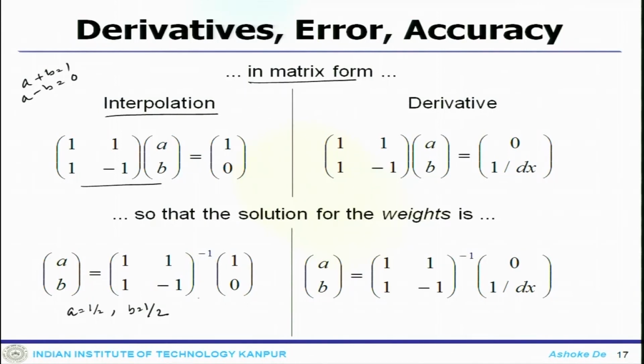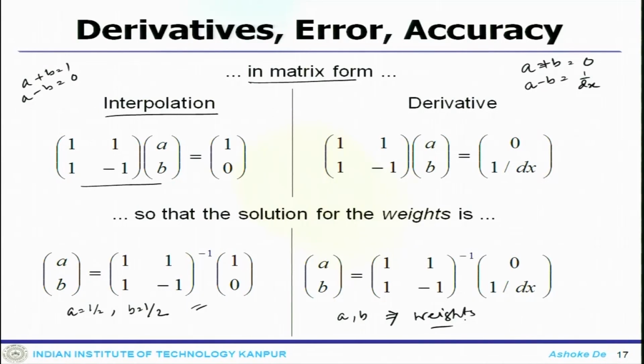One can solve either this matrix, or in the other case, a plus b equals 0, a minus b is 1 by dx. So, if you put them together in the matrix: 1 1, 0, 1 minus 1, 1 by dx. If you solve that, here a and b are nothing but the weights that are used to find out the derivative.